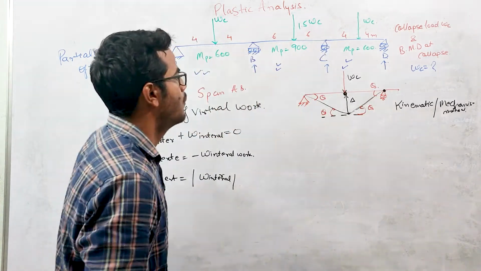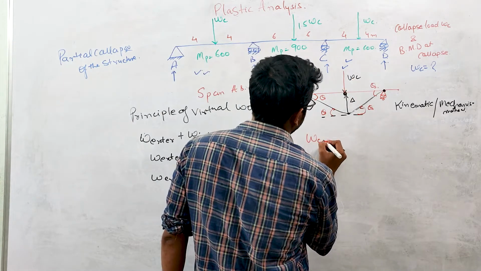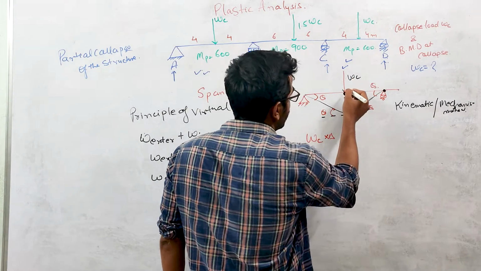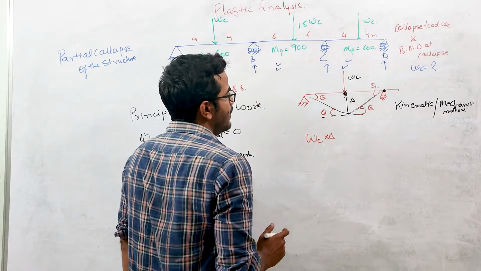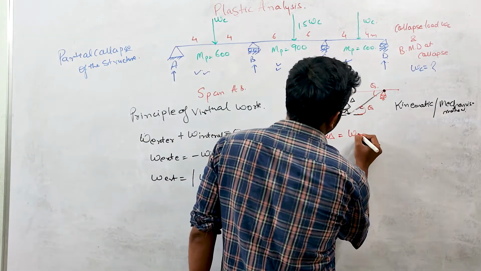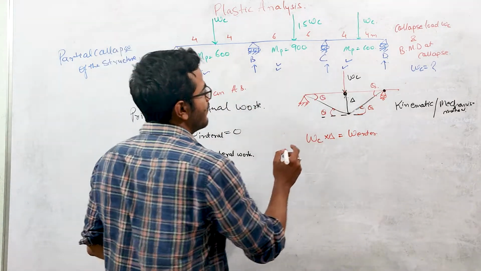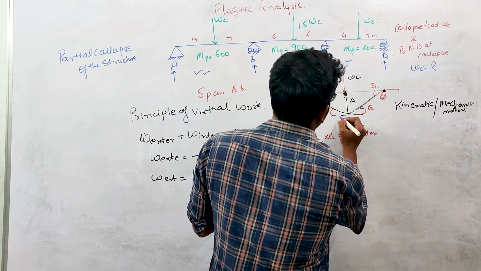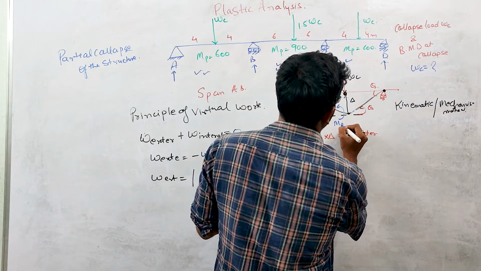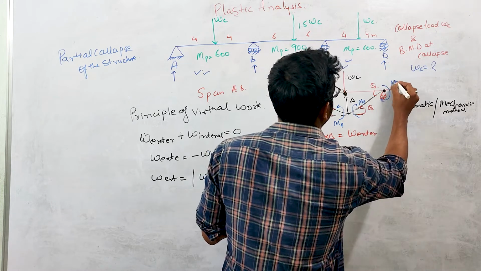Okay. Now, what will be the external work done? External work done will be WC into delta. This W load is acting along this delta, so that's why it is positive. Okay, so this is W external. What will be the internal work done? Internal work done will be, at this point, the MP direction will be like this, and here the MP direction will be opposite to rotation.